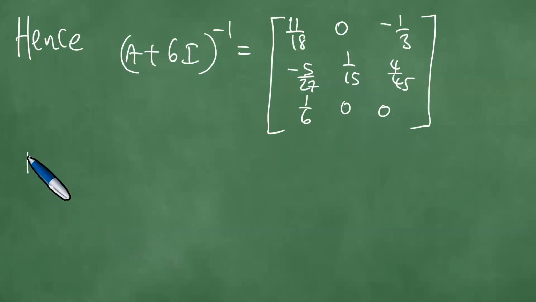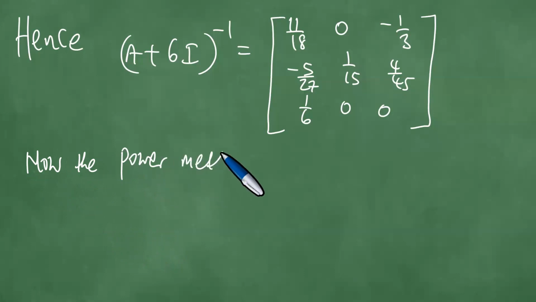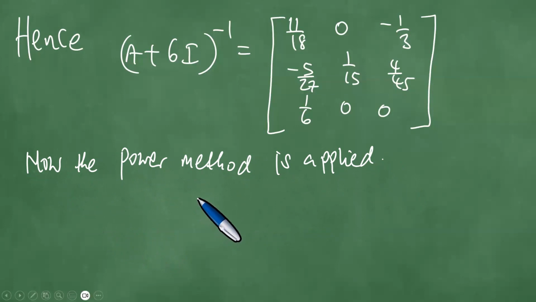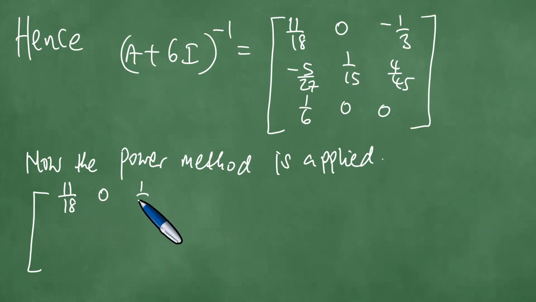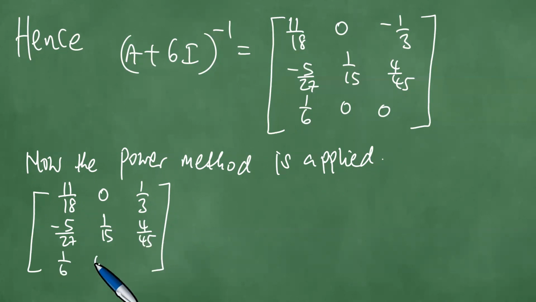Okay, when you get to this point now, the power method is applied. Right, obviously at this point using the power method, because we're dealing with the most intermediate. So we're going to take the inverse, which is this one here: 0, minus 1 over 3, which is minus 5 out of 27, 4 out of 45, 1 out of 6.